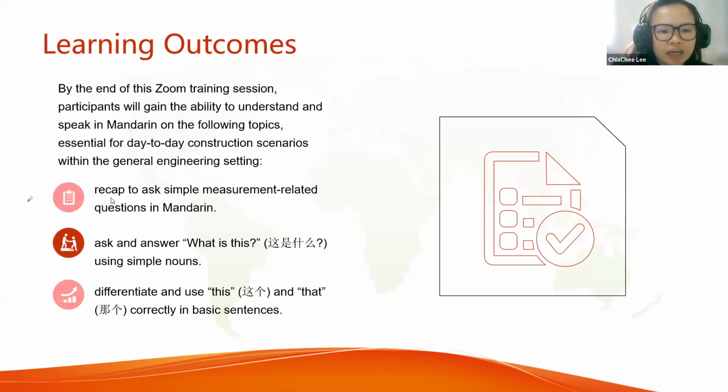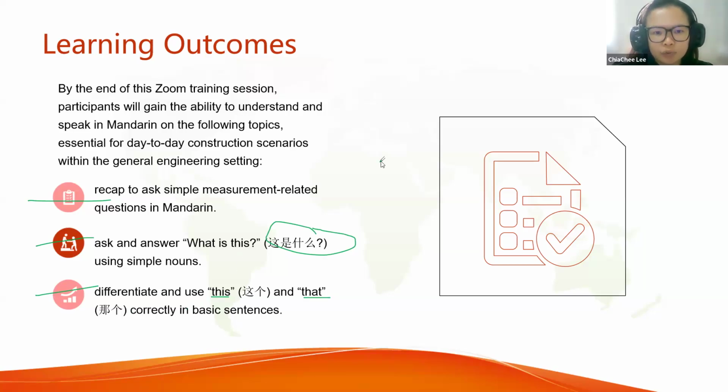First, we will recap the simple measurement-related questions from our previous learning. We will also ask and answer 这是什么? (what is this?) using simple nouns. We will also differentiate between 这个 (this) and 那个 (that) correctly in basic sentences.